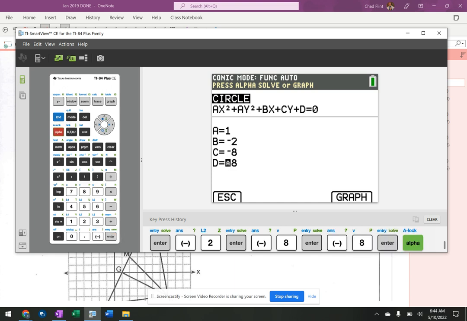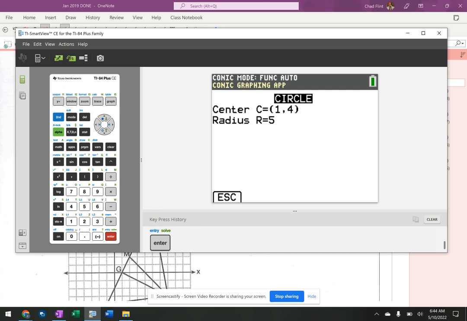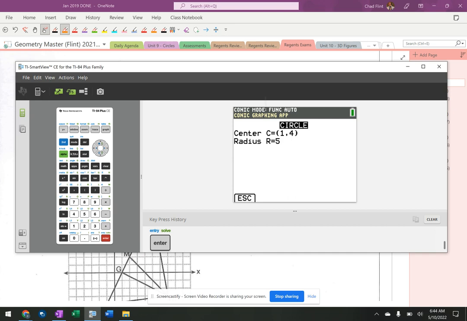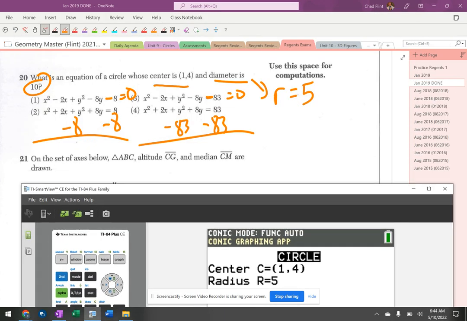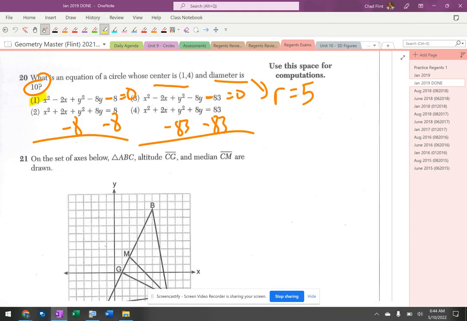And then I hit alpha, enter, to have it solve it. And it tells me the center is 1, 4, and the radius is 5, which is exactly what I was looking for, which means that the answer is going to be, by luck, the first one.